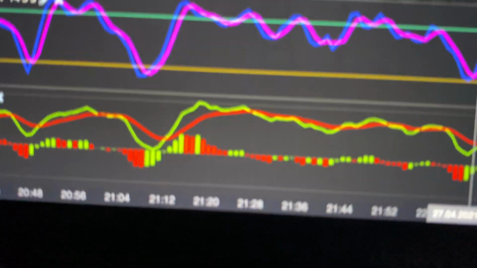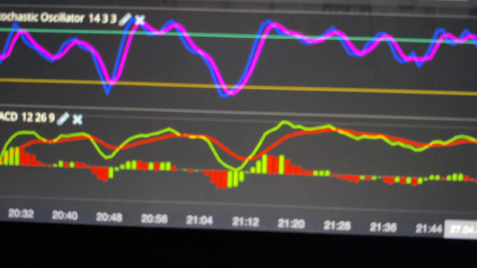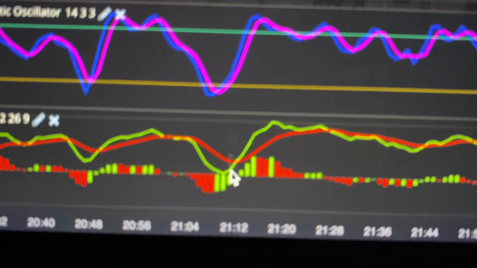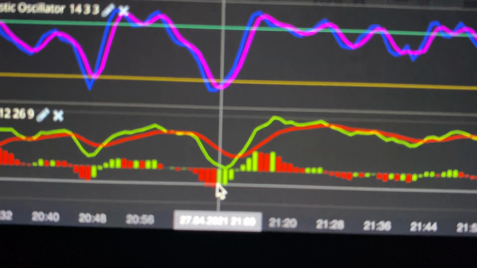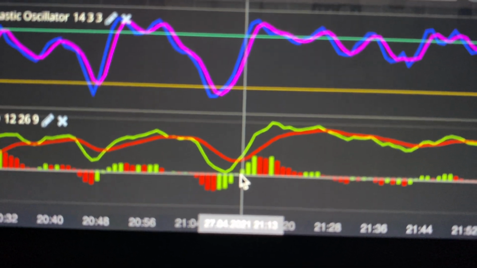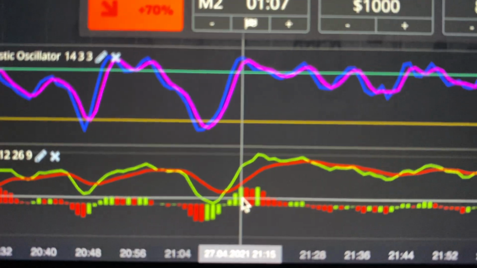But this is a really cool strategy, just waiting for these things to cross over. Once you see the buying pressure start, you know you're going to get a reversal, and especially when it gets up to here. So just look at that as well.